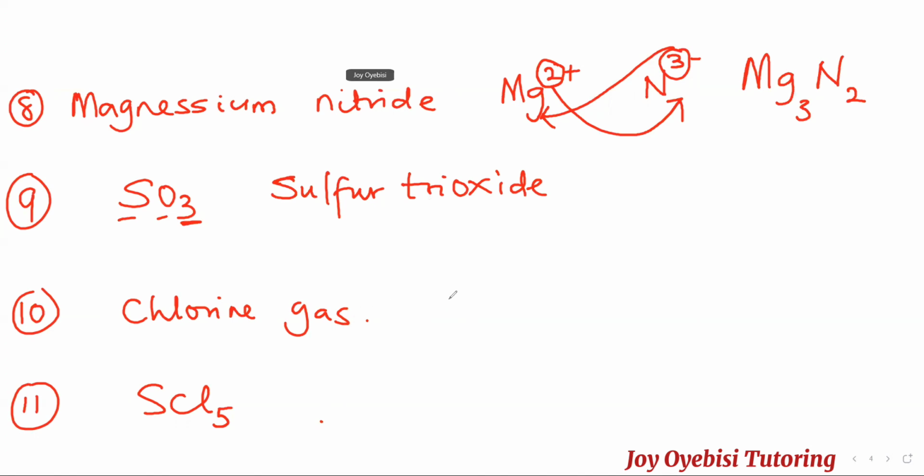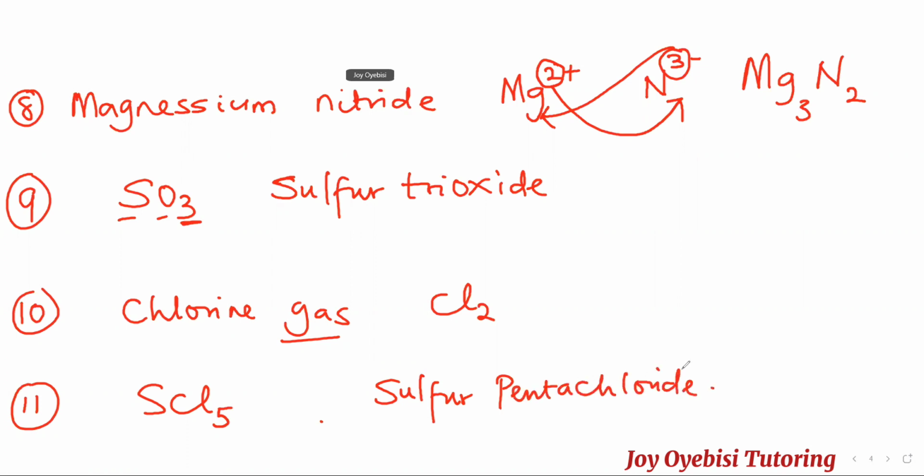Chlorine gas would just be Cl2. Now for this one, that would be sulfur, and then you have pentachloride because you have 5 of them. Okay, so that is also molecular.